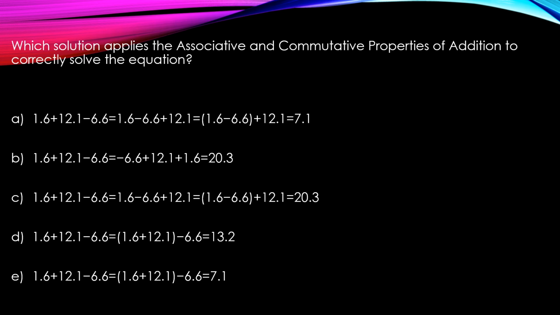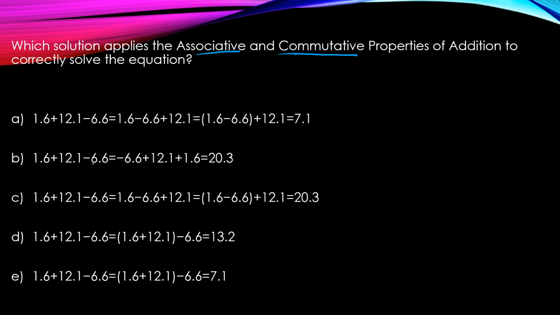Okay, here we want to know which solution applies the associative and commutative properties of addition to correctly solve the equation. Here we have 5 answer choices, so that's a lot. Let's start looking through and see if we can cross off any of them right off the bat. Notice that I want to apply both properties, associative and commutative, which means I need to 1, add parentheses, and 2, move my numbers around on separate steps. I should have 3 total steps to get to my final answer.